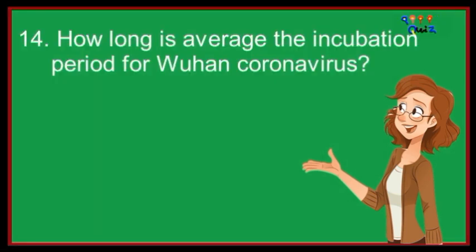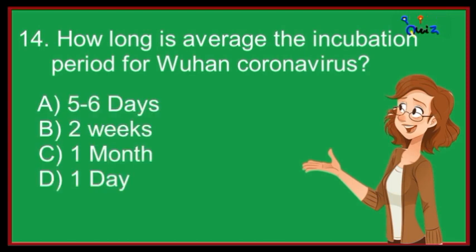How long is the average incubation period for novel coronavirus? Options are, option A is 5 to 6 days, option B is 2 weeks, option C is 1 month, option D is 1 day. The correct option is option A. The average incubation period, the time between infection and the onset of symptoms, for COVID-19 is estimated to be about 5 to 6 days.